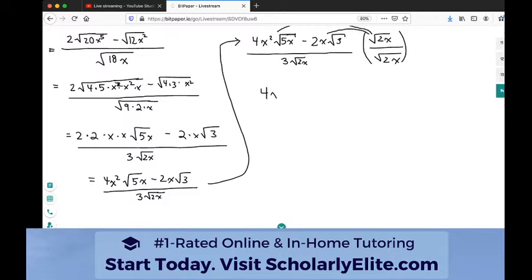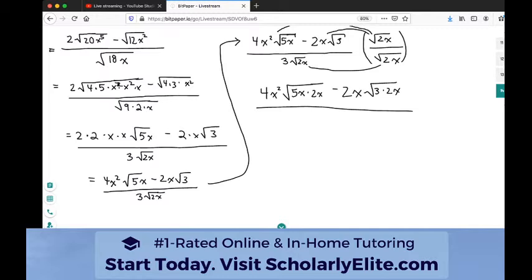4x squared times root 5x times root of 2x is going to be 4x squared times root 5 of x times root 2 of x, just like that. And then again, the outer part of the radical stays where it is. So then we've got this. Okay. And then here, root 2 of x times 3 root 2 of x becomes root 3 times 2x times 2x, which is going to just become 2x in the end. So put my equal signs in. Oops, because I don't want to lose marks if I'm on a test.